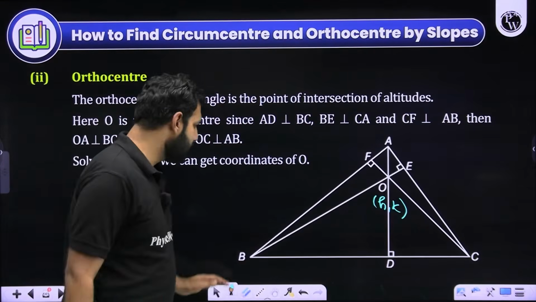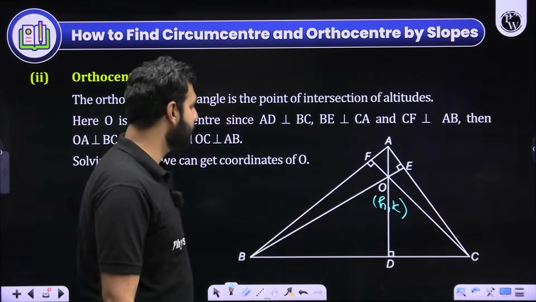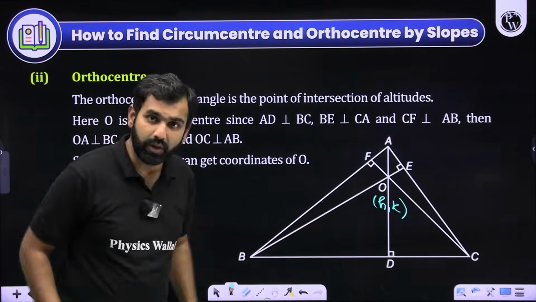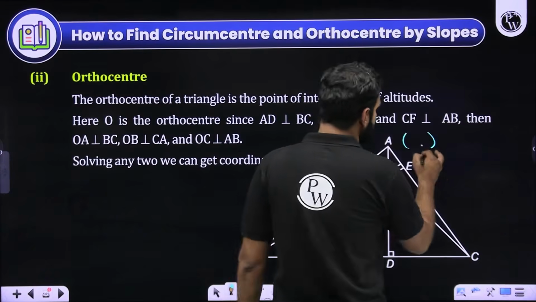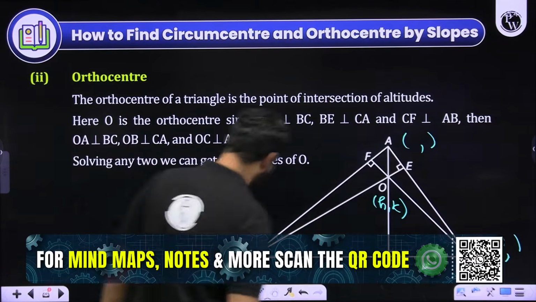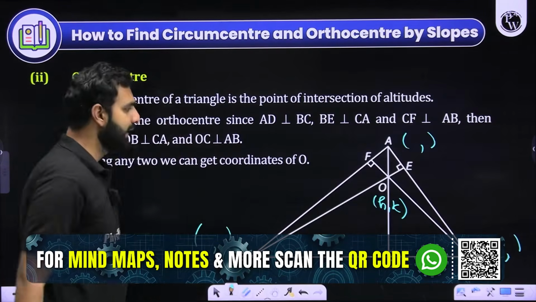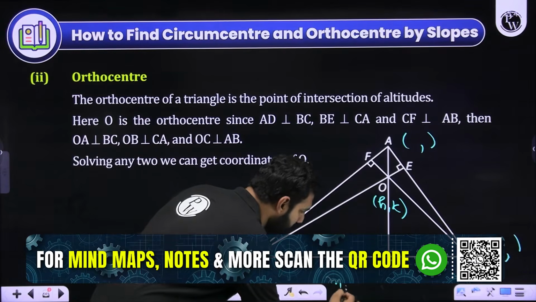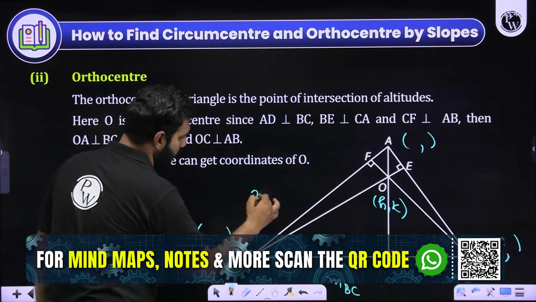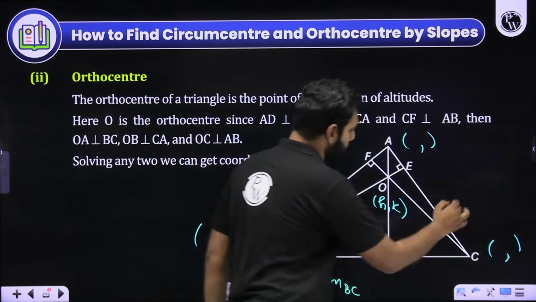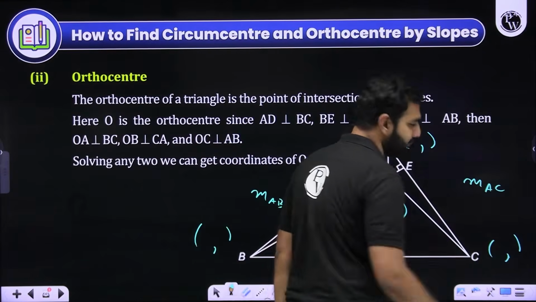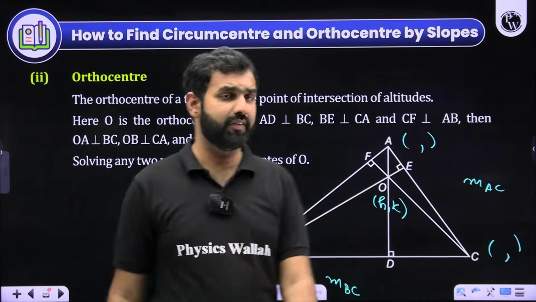Can you help me with the slope of BC? Yes, sir. Because A, B, C are the points we are given. If I'm given the coordinates of A, of C, and of B, can I not write their slopes? For example, the slope of BC, the slope of AB and the slope of AC. I hope I can write them. I hope you are very much clear with that.